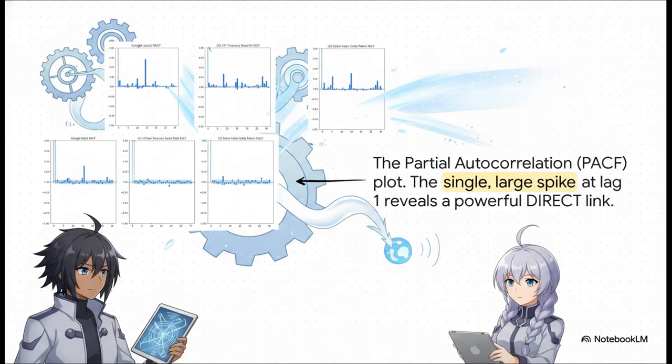Okay, now for the PACF, our whisper detector. And whoa, look at this. It's a completely different story. We've got one massive spike at lag 1, and then everything else just drops off into nothing. So what's that telling us? It's saying that once you know yesterday's price, the prices from 2 or 3 or 10 days ago don't really add any new direct information. The only whisper that matters is from the day right before.